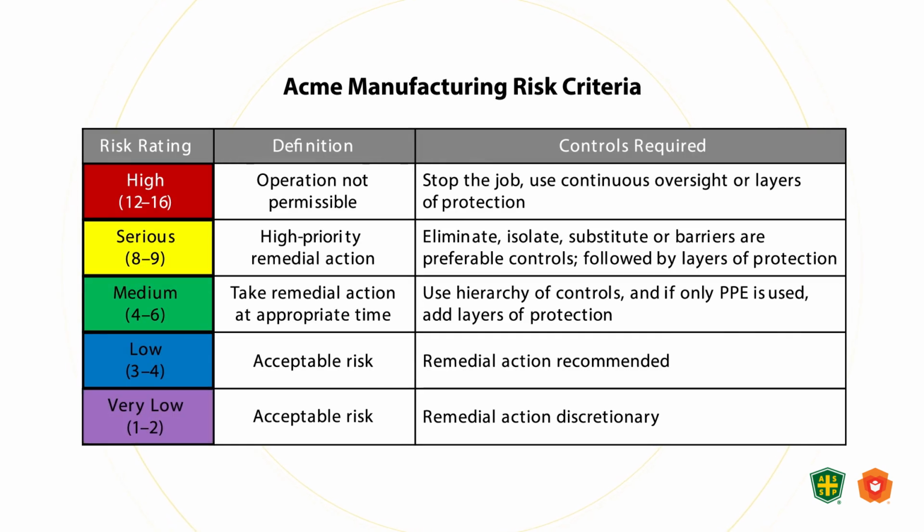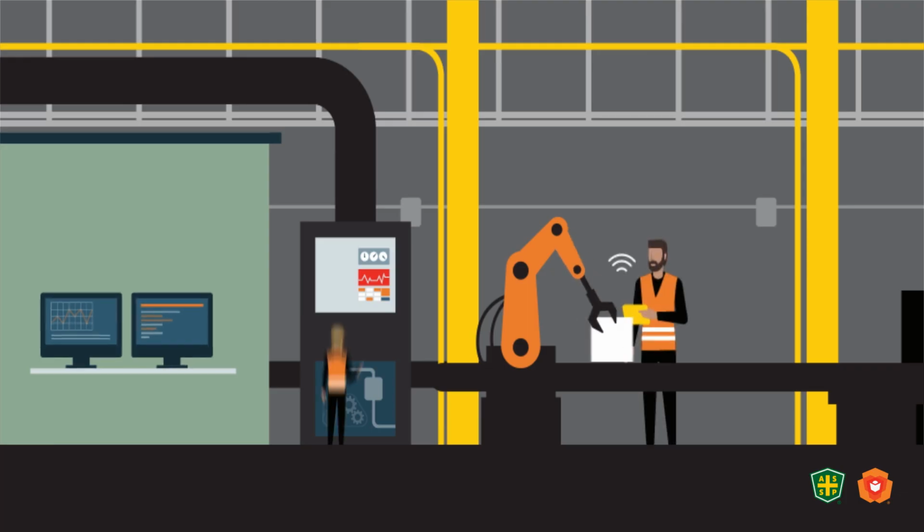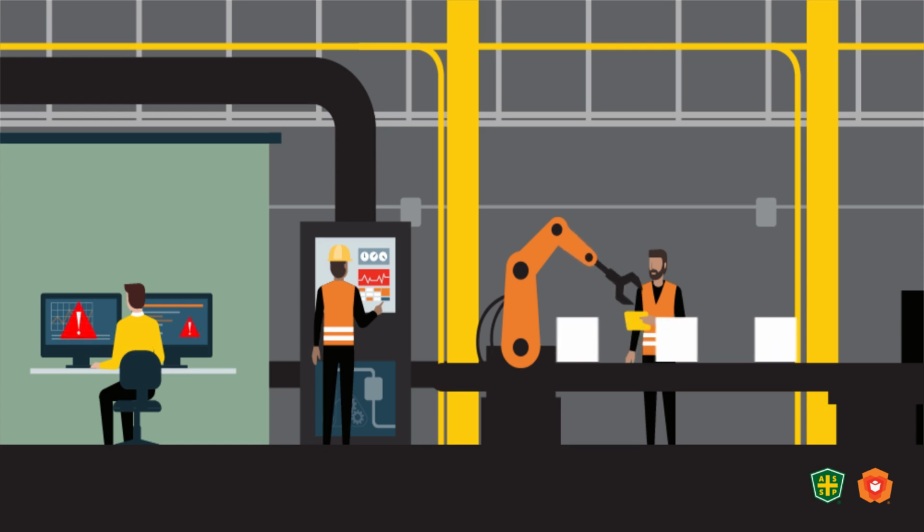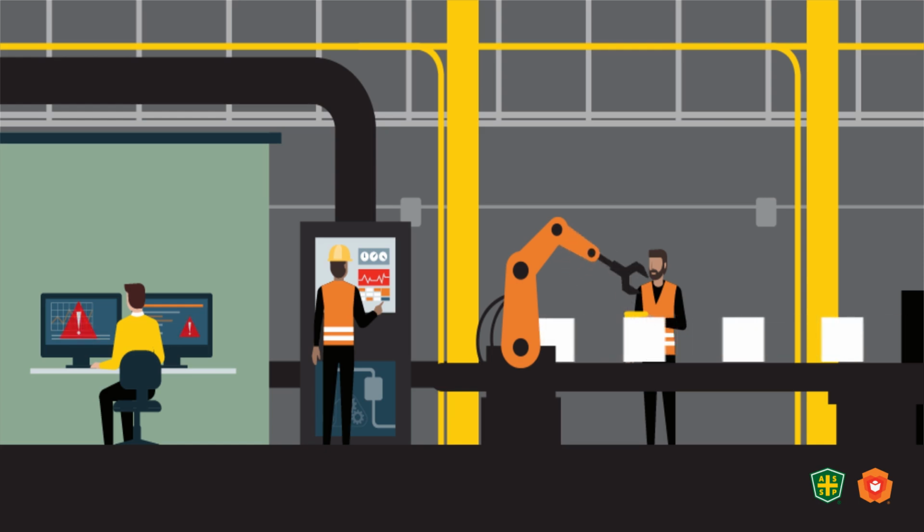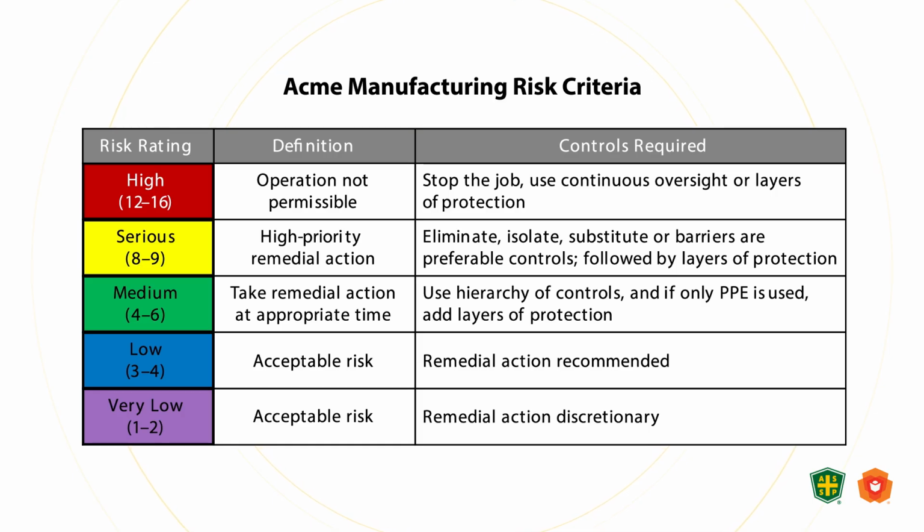If the risk level is very low, 2 or under, low, between 3 to 4, or medium, between 4 to 6, it may be that no further work is needed other than to verify that the controls intended to maintain the risk level are working, are monitored for conformance, and have some methodology to alert when the controls are failing. For those risk levels above ACME Manufacturing's acceptable risk criteria, either serious, between 8 and 9, or high, above 12, the priority for treatment of the risk is determined by its significance to the organization.